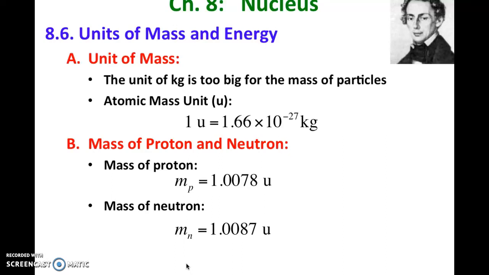The units kilogram and joule are too big for the mass and energy of atomic particles. For convenience in atomic or nuclear physics, we usually define a new mass unit called the atomic mass unit u, with 1 u equal to 1.66 times 10 to the negative 27 kilogram. With the atomic mass unit, the mass of a proton is equal to 1.0078 u, and the mass of a neutron is 1.0087 u.